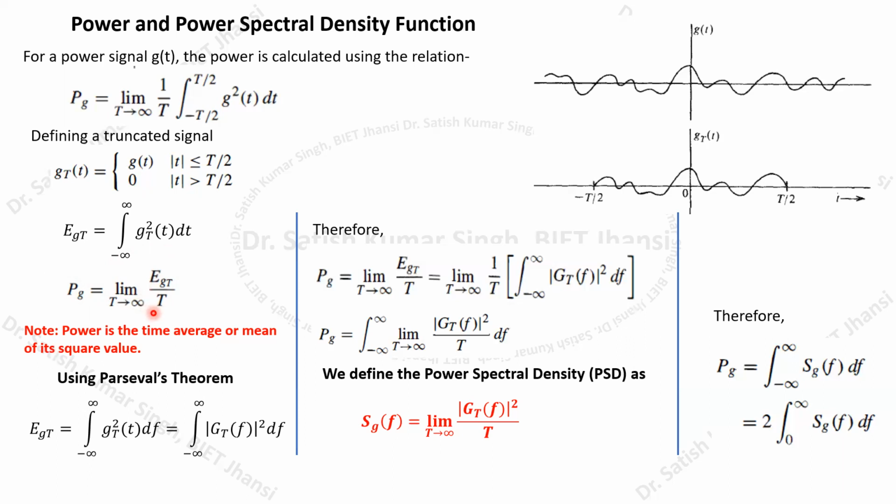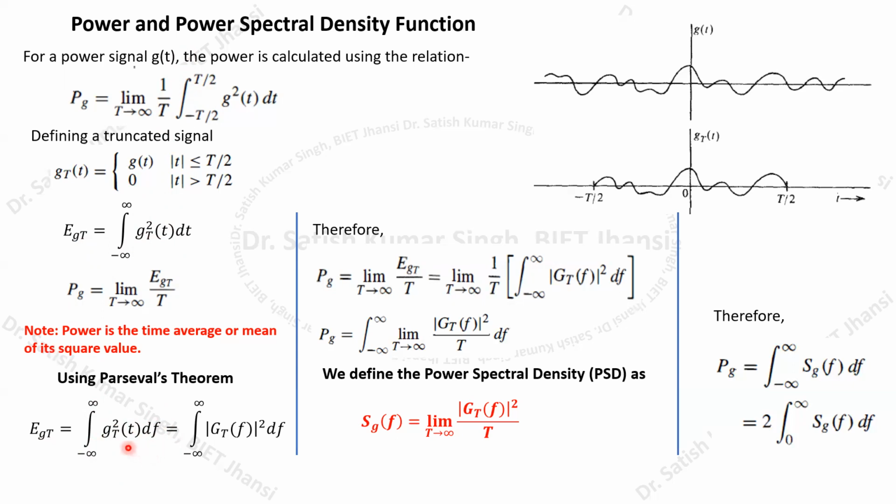Or otherwise you can also say that it is the mean of its square value, because we are squaring the signal to get this energy value. That is why we are saying that we are calculating the mean, because we are calculating this value with 1 upon T, the time average of this square value, right? So this is where Pg equals limit T tends to infinity E_gT upon T. Again, we can use Parseval's theorem, so we have E_gT equals integral from minus infinity to infinity of g_T square(t) dt. Sorry, just make this correction: it should be dt, it is not df.